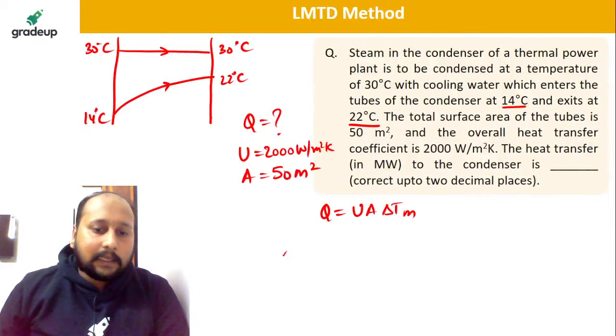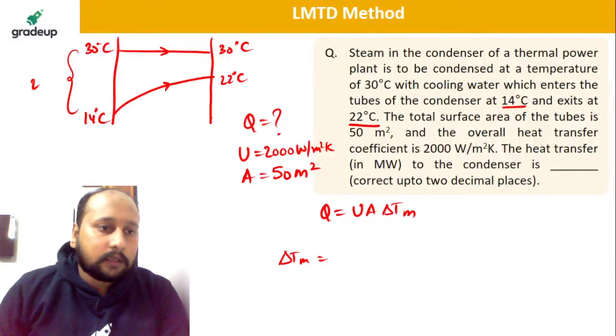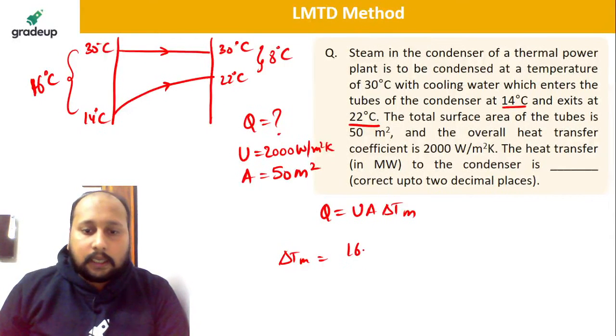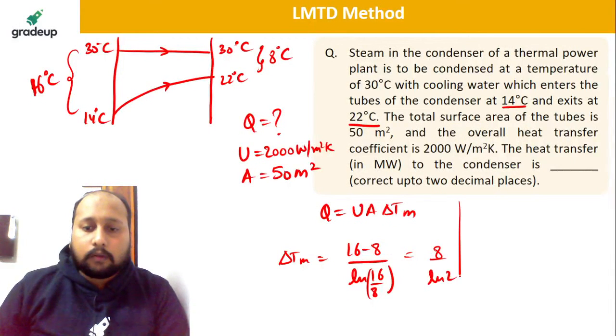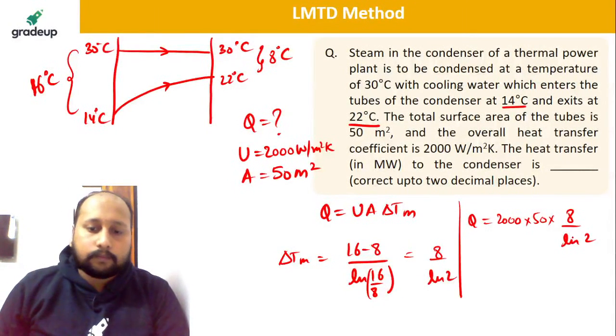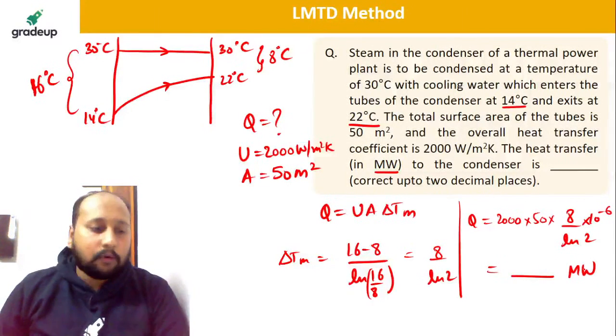And delta Tm we can easily calculate. Delta Tm is equal to, this will be 30 minus 14, 16 degrees Celsius, and this is 8 degrees. We'll be having 16 minus 8 divided by ln 16 by 8. Again ln2. This is 8 by ln2. So we'll be getting Q is equal to 2000 into 50 into 8 by ln2. And you have to calculate in megawatt, so into 10 to the power minus 6, you'll be getting it in megawatt. Tell me what is the answer you're getting.